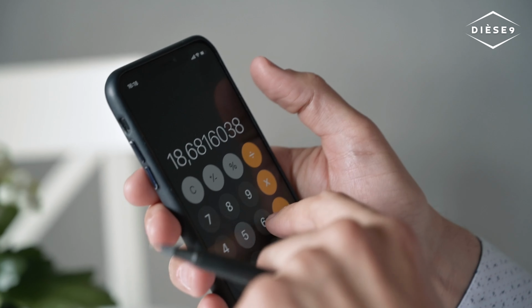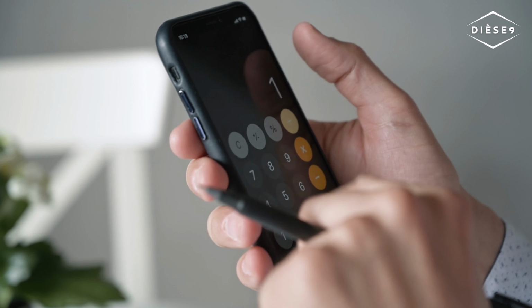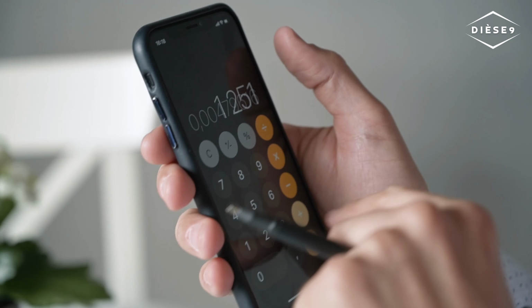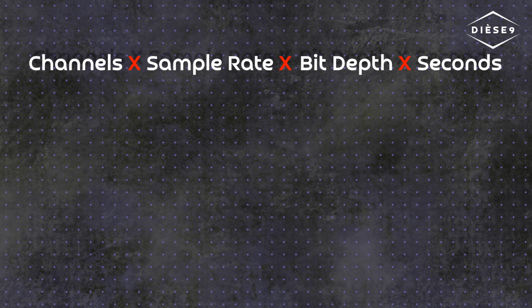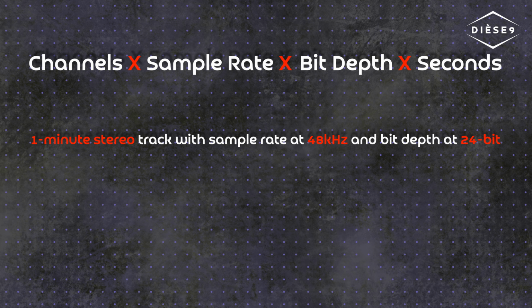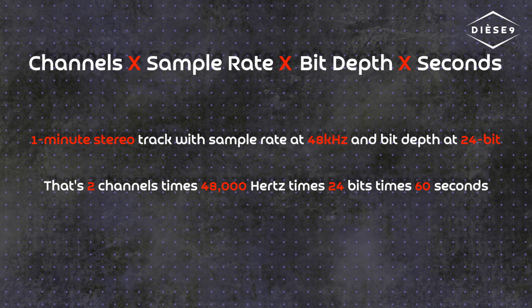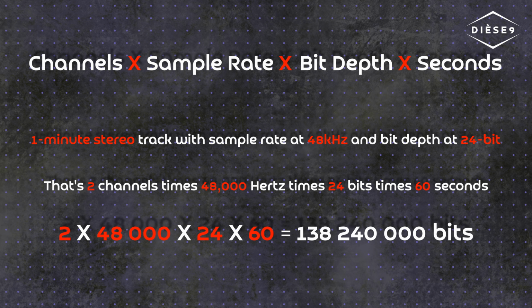So, how do we figure out exactly how much space we need? For uncompressed files, the calculation is based on the number of channels, sample rate, bit depth, and length. Let's calculate a 1-minute stereo track with sample rate at 48 kHz and bit depth at 24-bit. That's 2 channels times 48,000 Hz times 24 bits times 60 seconds, giving us 138,240,000 bits.